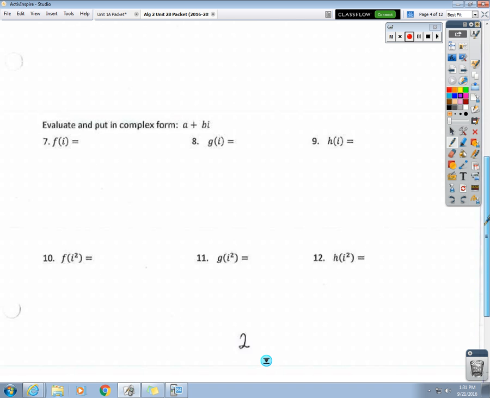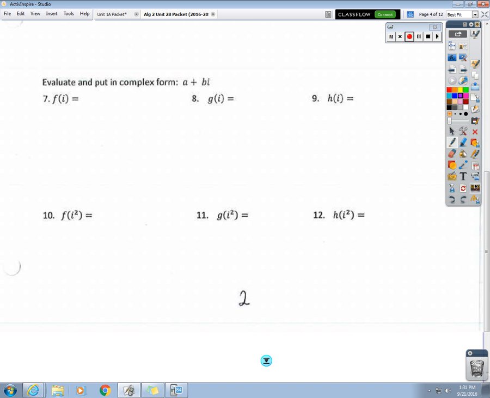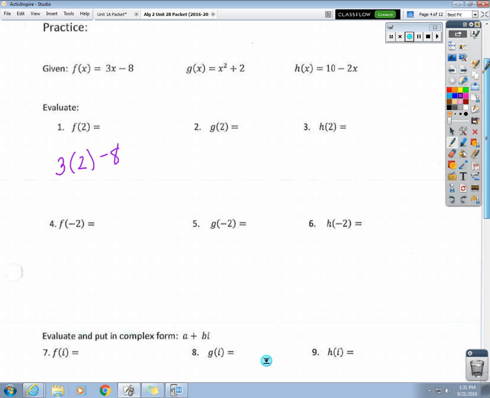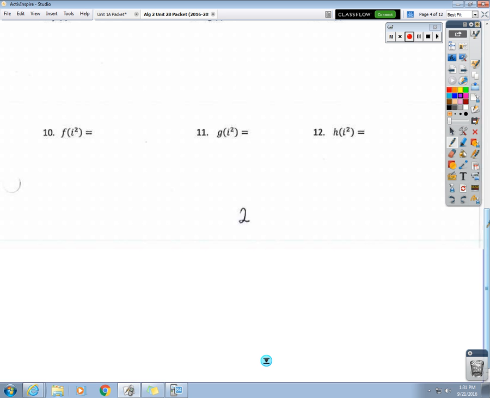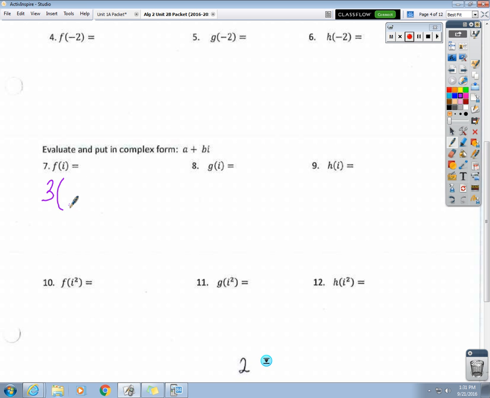Okay, now let's go to the bottom. The bottom is a little different. Okay, so I need everybody paying attention because these are different. F of i. What is the f function? 3x minus 8, right? But they're letting you know that instead of x, they want you to replace it with an i. So that becomes 3i minus 8. Can you combine those terms? No. Can any of them be simplified? No. So that one's done.